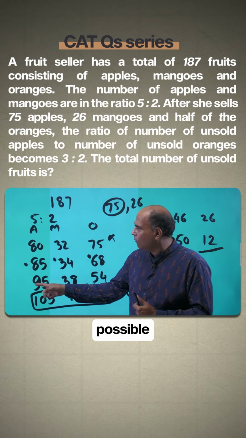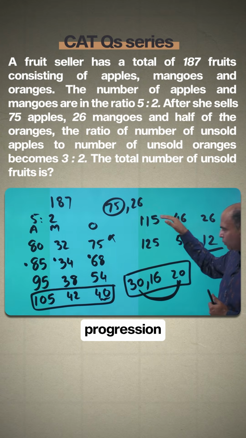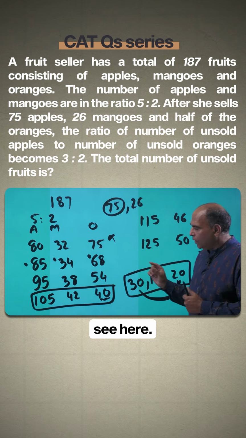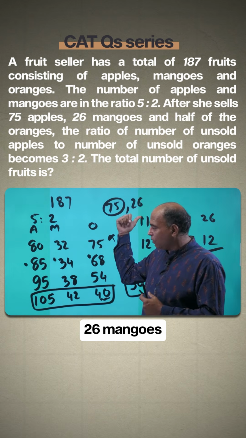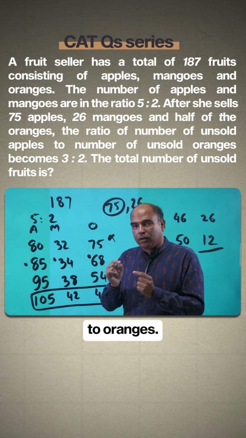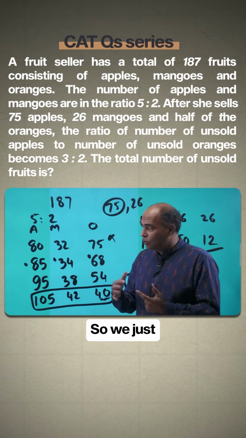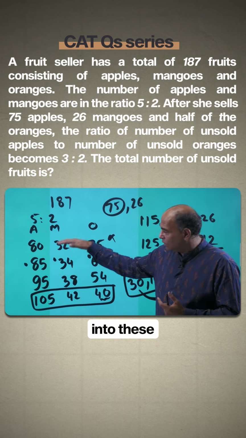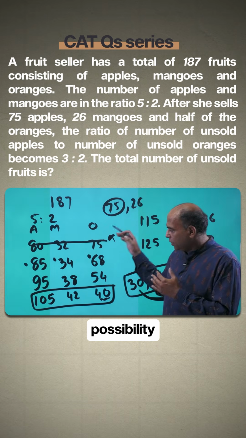So the next possible values for apples, mangoes and oranges is this list of arithmetic progression values that you can see here. And then she is selling 75 apples and 26 mangoes, and half the oranges, and the ratio of apples to oranges is going to be 3:2. So you just have to try to fit this into these possibilities. We have already removed this possibility from these possibilities.